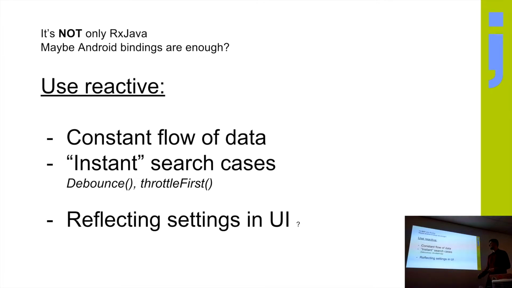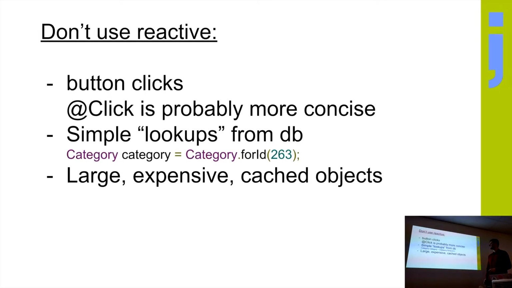But maybe like reflecting settings in the UI, should we use reactive there to reflect the changes? Maybe yes, maybe not. Maybe bindings are enough. If that's the only place where you would use reactive, maybe it's not reasonable to put it there in the first place. So yeah, like I said, I wouldn't use reactive for button clicks, or simple lookups from the database, where you're just looking for one object, and you actually don't need to observe it.